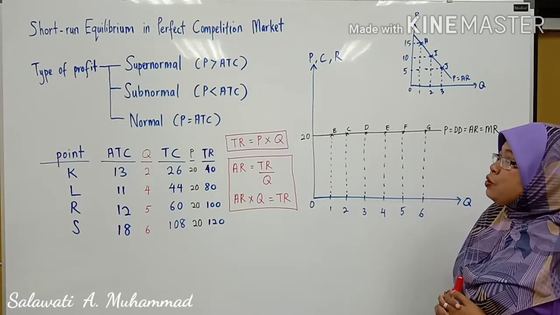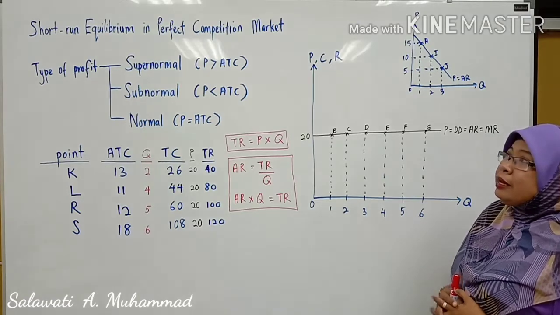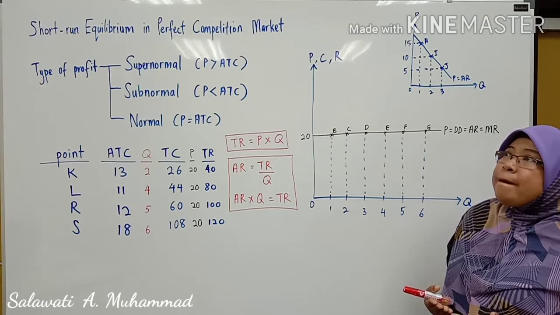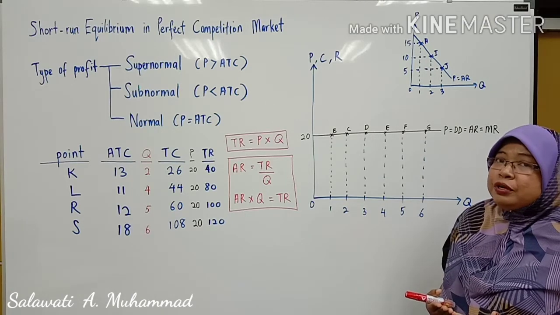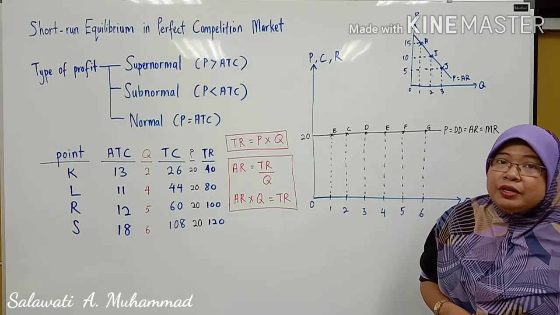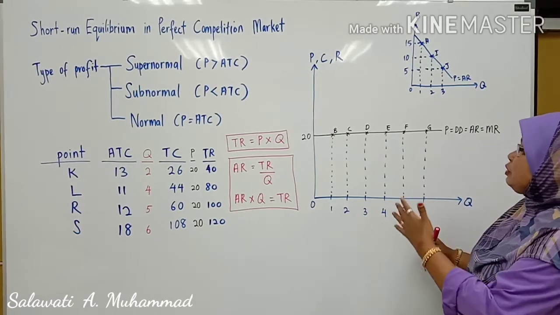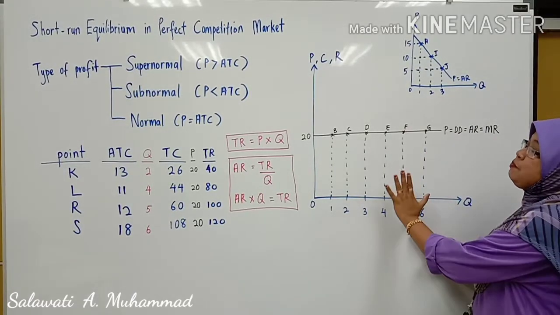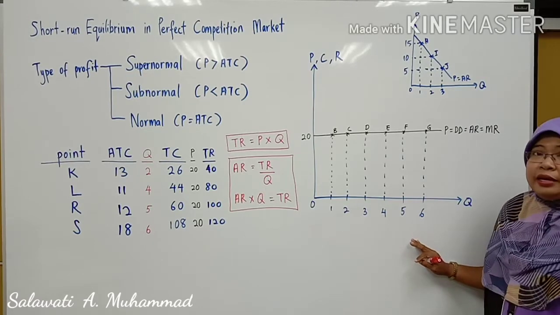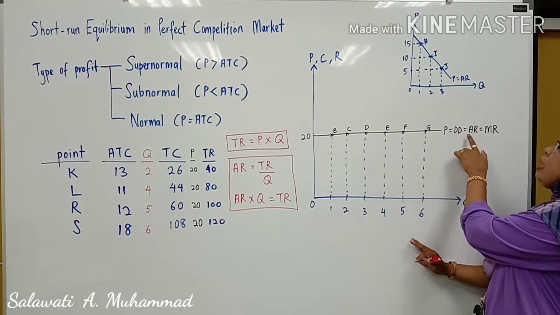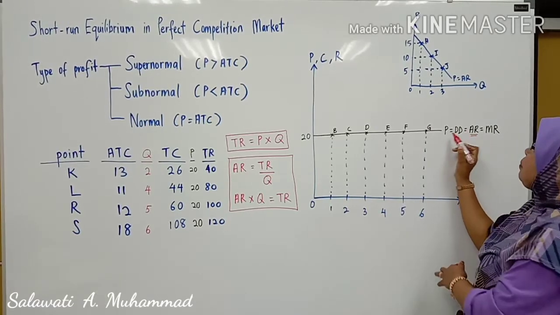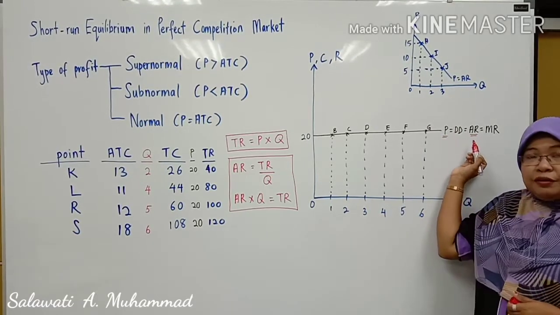Okay, so we got the amount from the average revenue curve. Okay, now we focus on the formula first. Either in a perfect competition market or in a monopoly market, normally the average revenue curve also represents a price curve.